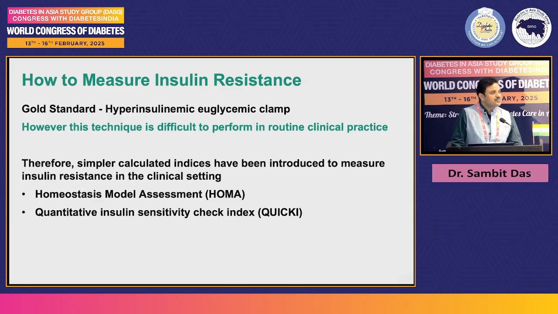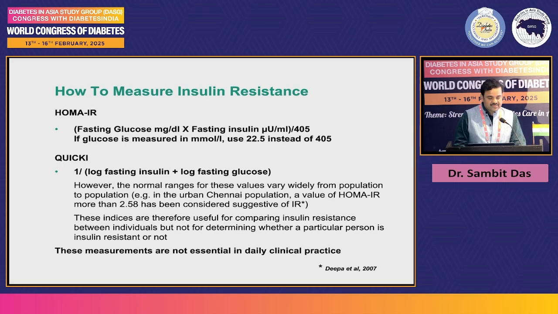Now, objectively defining insulin resistance through lab values is difficult, but the gold standard is the hyperinsulinemic euglycemic clamp. This technique is difficult, not done in routine practice, mostly in the experimental setup. But simpler calculations like HOMA-IR and QUICKI, the quantitative insulin sensitivity check index, are some of the common things by which we can detect insulin resistance.